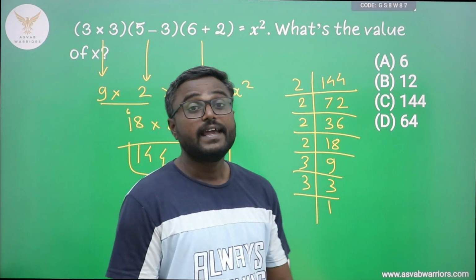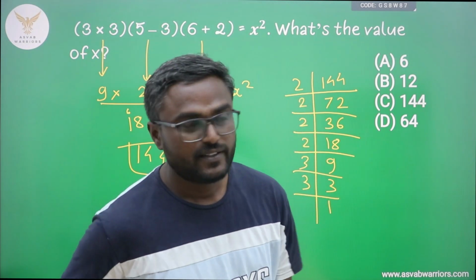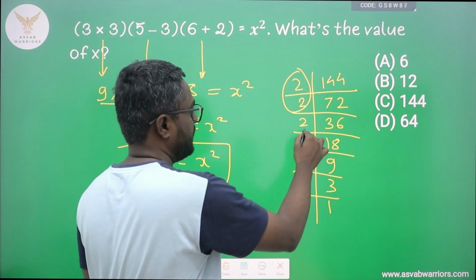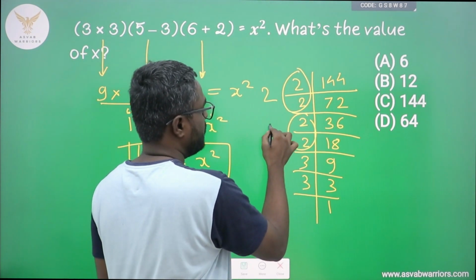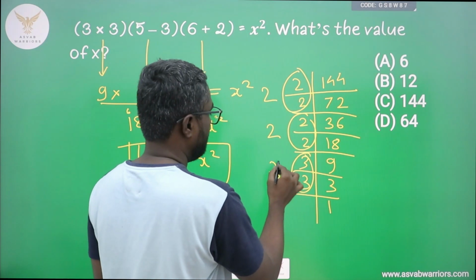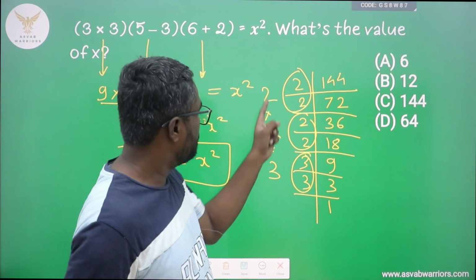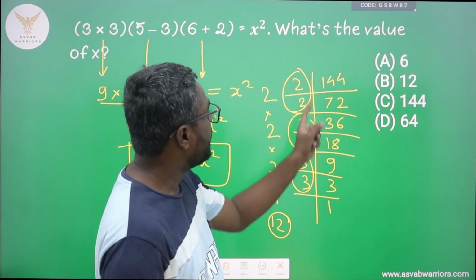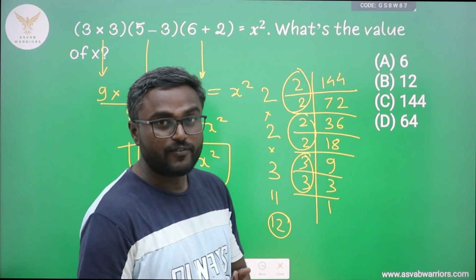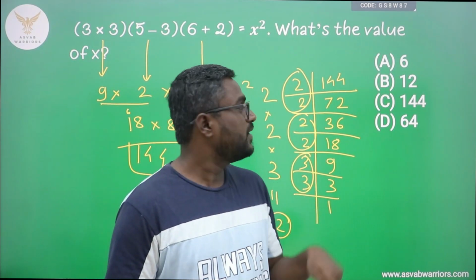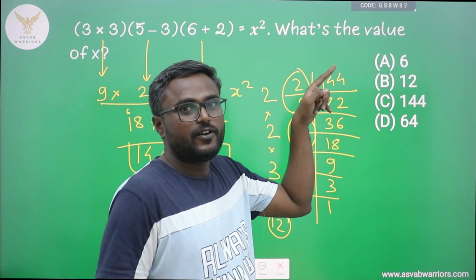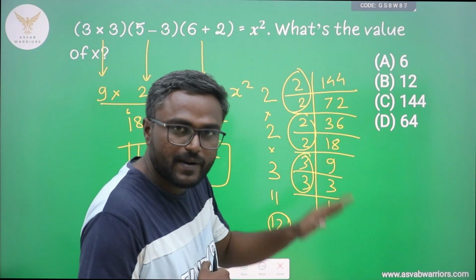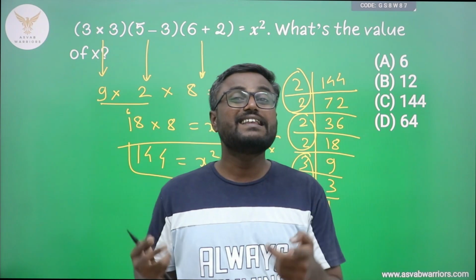So now, if you want to find the square root, guys, what do we do? We find pairs. So 2 times 2 times 3. So 2 times 2 times 3 is nothing but 12. So the square root of 144 is nothing but 12. If we had to find the cube root, we have to take a triplet. So for each triplet, one number will come out. When you multiply those, you will get the cube root.